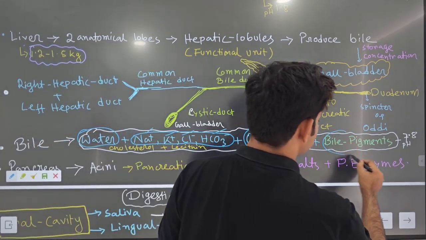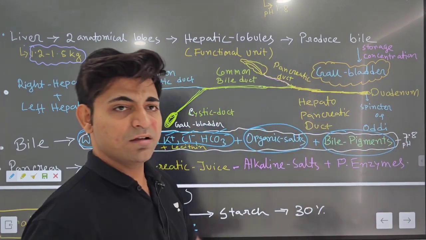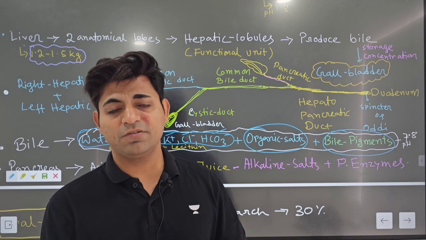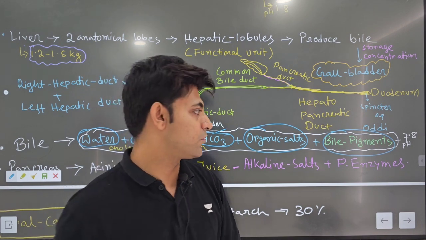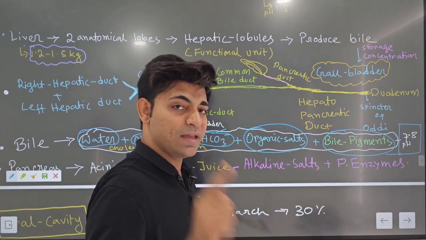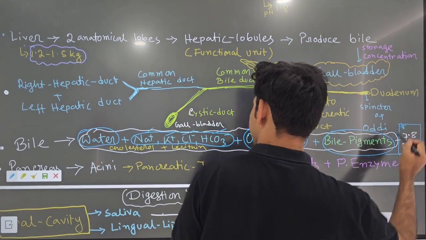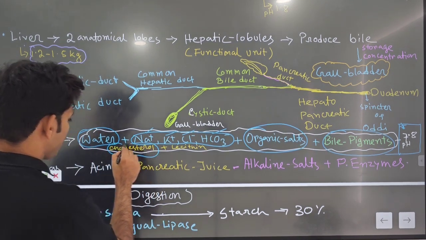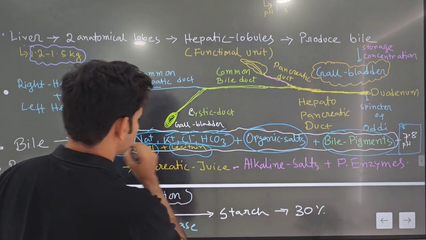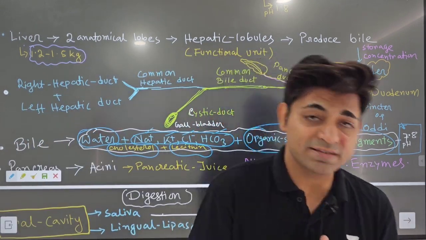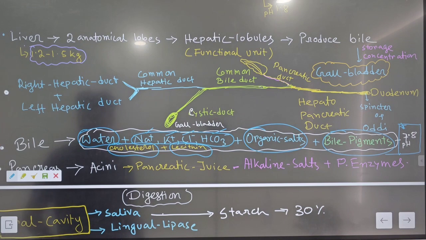Bile pigments are there. What are the bile pigments? Biliverdin first, and then biliverdin will be converted into the yellowish pigment bilirubin. The pH of bile is 7.8. Bile juice also contains cholesterol and lecithin, and this cholesterol and lecithin help in the formation of micelles.